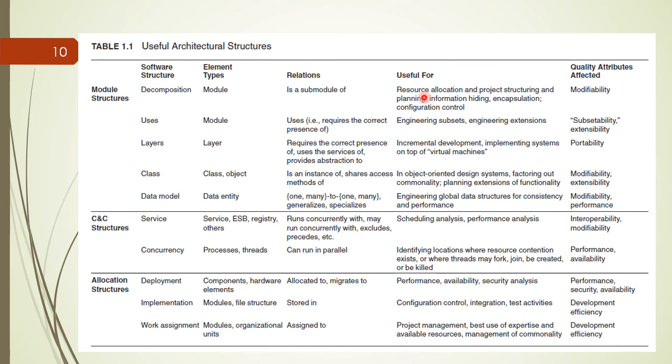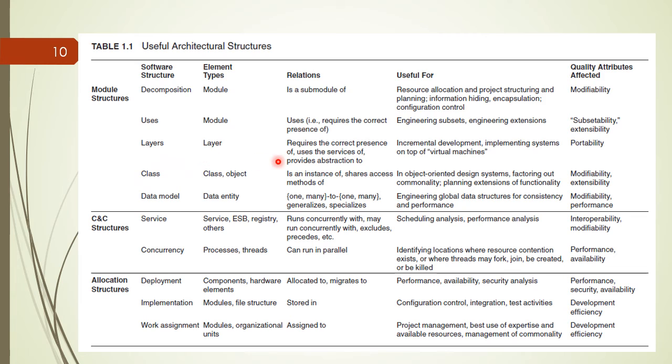And why is it used? It is used for resource allocation, project structuring, information hiding, encapsulation, configuration control. And what are the quality attributes affected? Modifiability. Then you have uses. The element type is module. Uses requires the correct presence of engineering subsets. It is useful for engineering extensions. And subsetability and extensibility are the quality attributes affected.